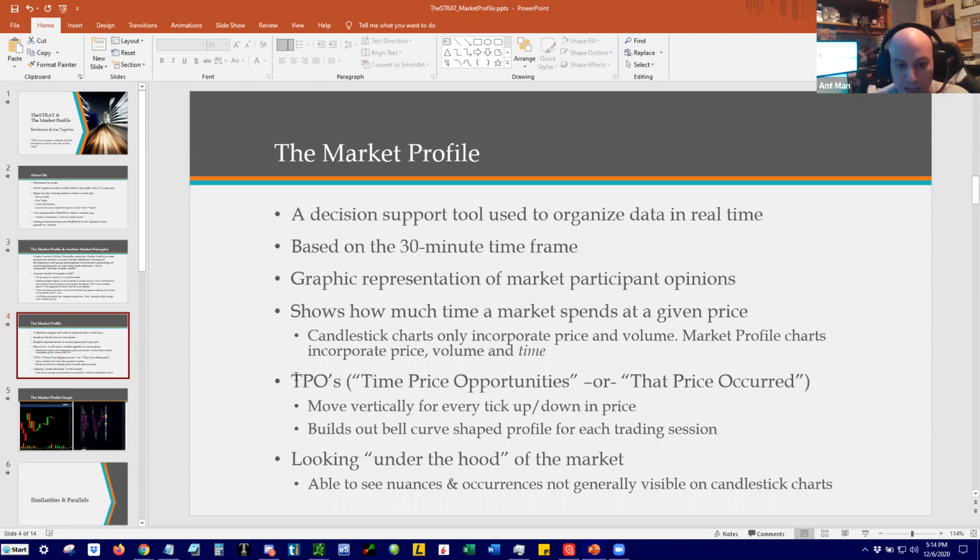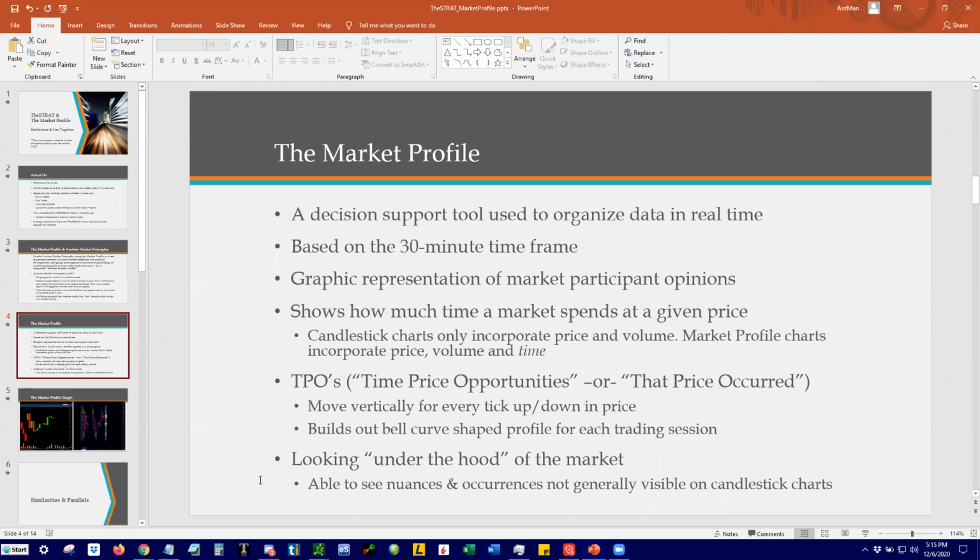Gotcha. The profile is constructed of little things called TPOs, and depending on what you read or who you talk to, TPO could stand for either time price opportunities, or that price occurred. These TPOs move vertically for every tick up or down in price. Over the course of the day, they build out a bell-shaped curve on the profile for each trading session. If you're not familiar with standard deviation, it's a curve that has the majority in the middle. A bell curve, right? Yes, it's a bell curve, exactly. But a profile is a bell curve turned on its end, so it's kind of standing up. Oh, okay, makes sense.